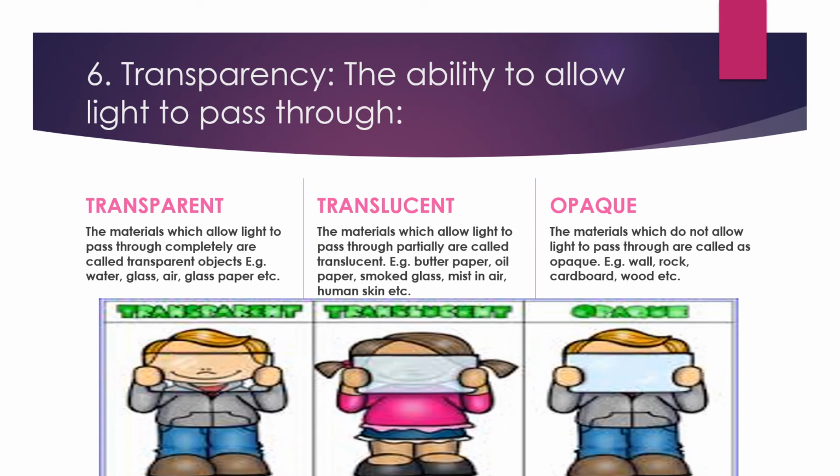The next is opaque. The materials which do not allow light to pass through are called opaque, like wall, rock, cardboard, wood, etc. You cannot see the substance that is beyond these materials. So this is transparency, translucency, and opacity.